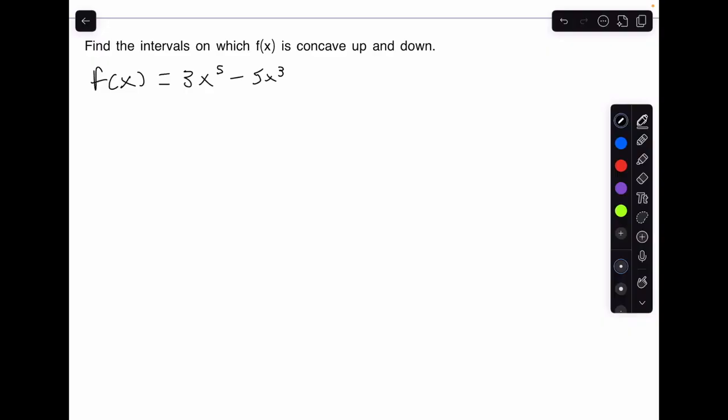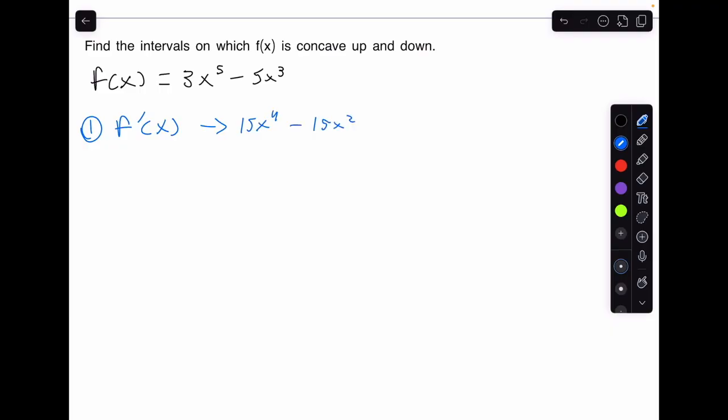So let's find the intervals on which f of x is concave up and down. We can do this in a few easy steps. Step 1 is to just find the first derivative. So f prime of x is equal to 15x to the fourth minus 15x squared.